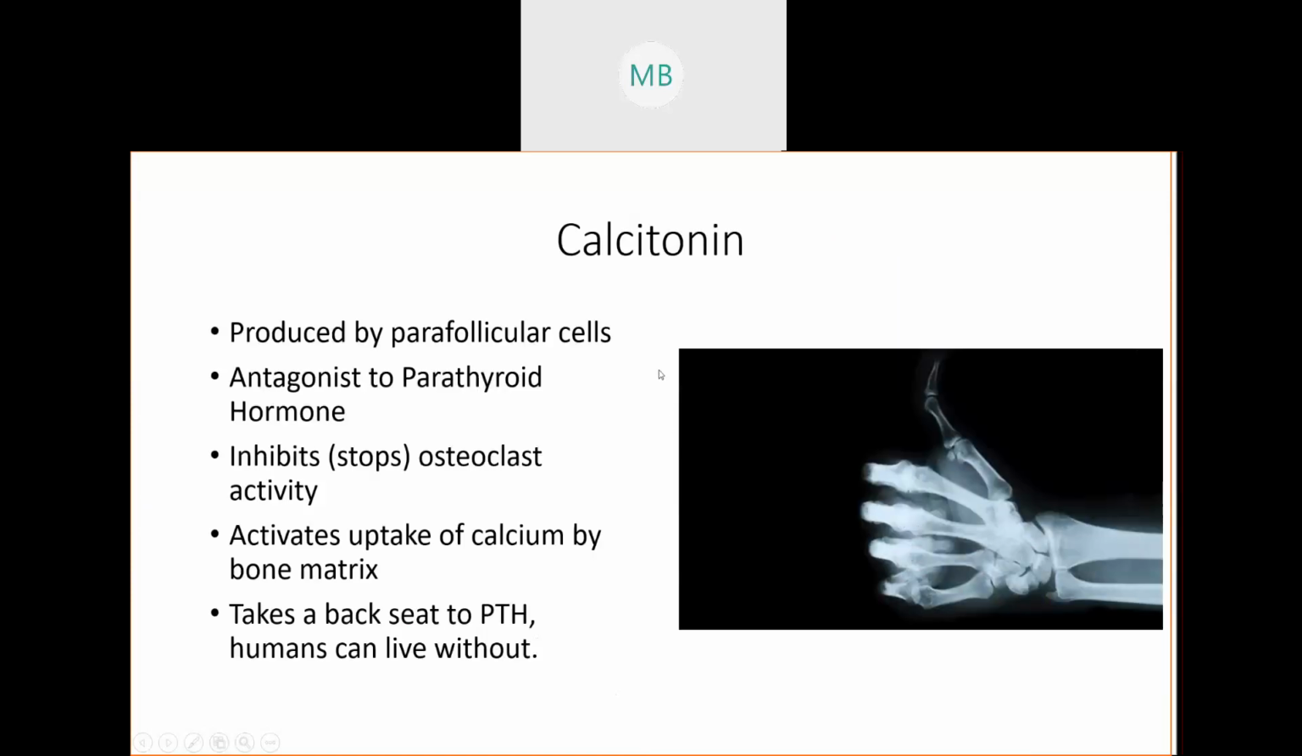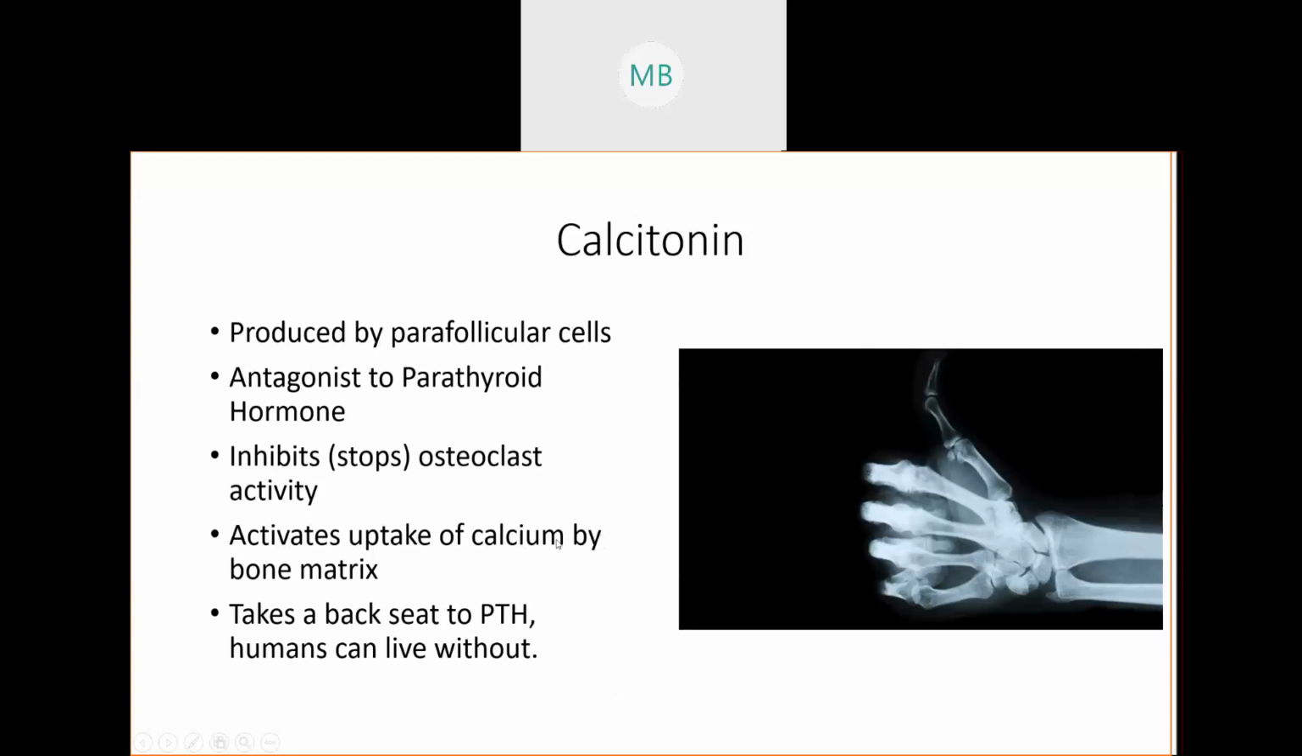I'm going to tell you a little bit about calcitonin now. So calcitonin was that hormone that's produced by the parafollicular cells. The antagonist hormone to calcitonin is parathyroid hormone. So that means parathyroid hormone and calcitonin do the opposite jobs of each other. Calcitonin inhibits or stops osteoclast activity. Right? That means it also activates the uptake of calcium by your bone matrix, so this makes your bones grow.